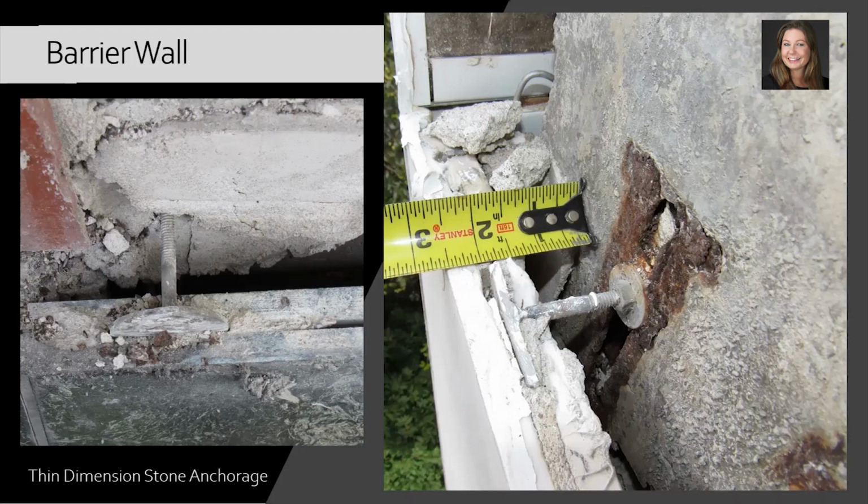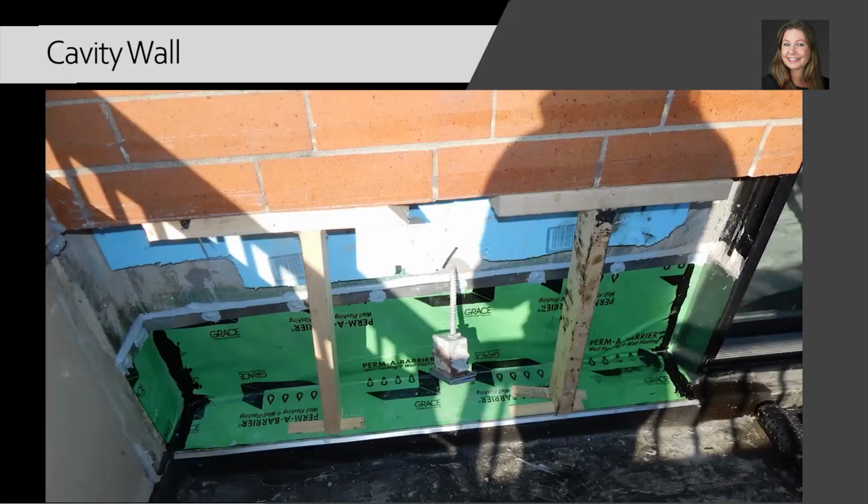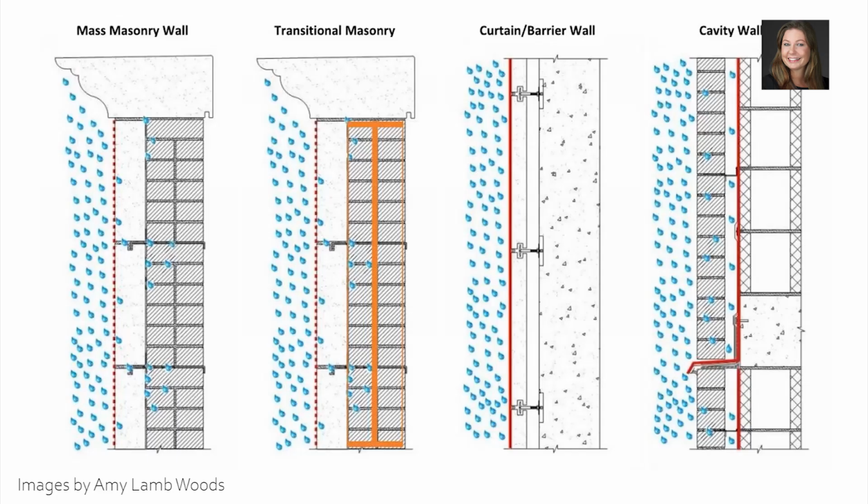Barrier walls are primarily things like exterior clad thin dimension stone with anchors back to the structure. And then we have cavity walls. Again, these are a cladding system that's anchored back to some other structure, but there's an air cavity in between, likely with flashing systems.